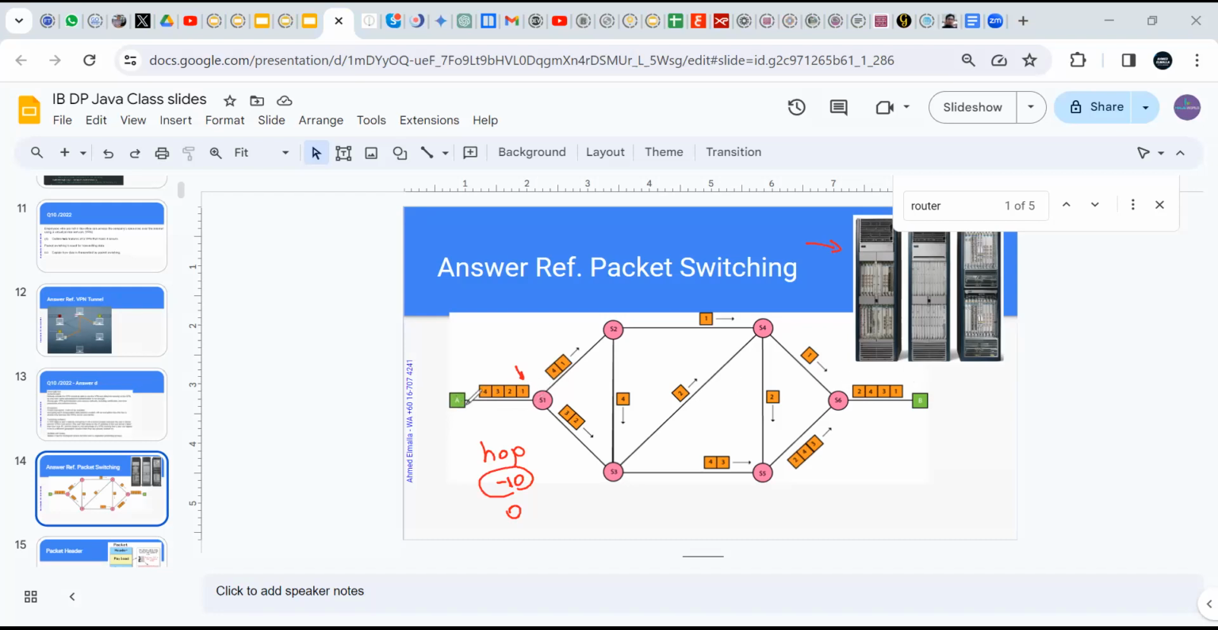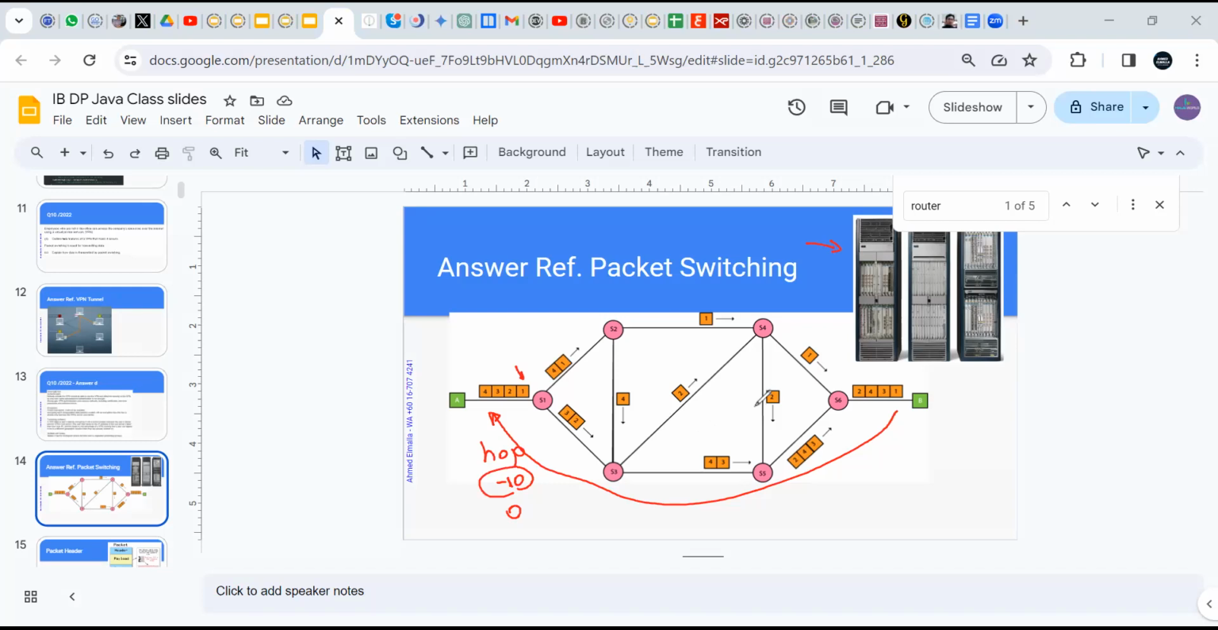It depends on the error mechanism that A and B agree on before they send the packets. Some error mechanisms say that if I receive 4 packets, I will send a positive acknowledgement to A that I already received 4 packets. There are many different ways of error checking, and it depends on A and B which one they choose.